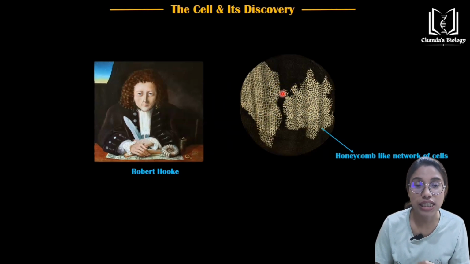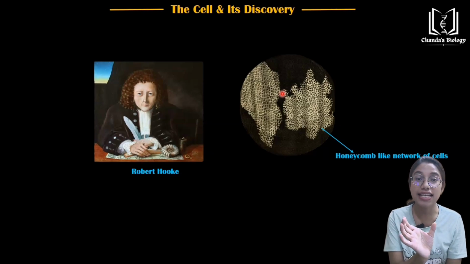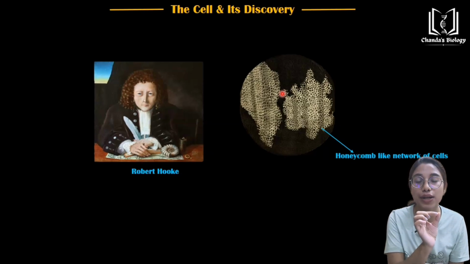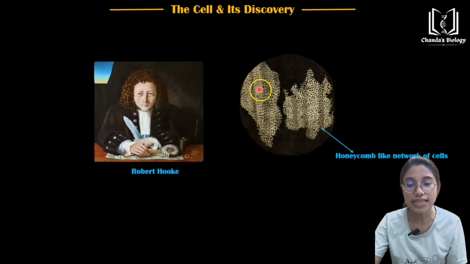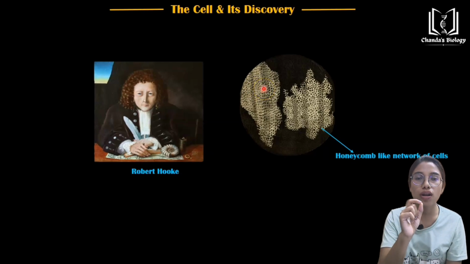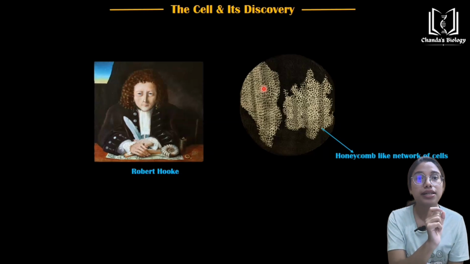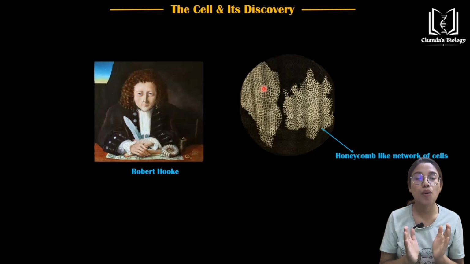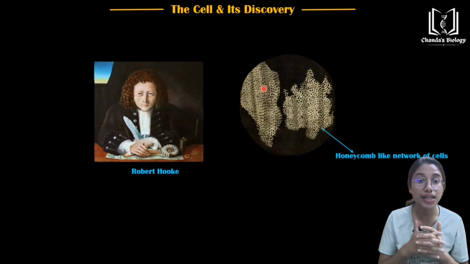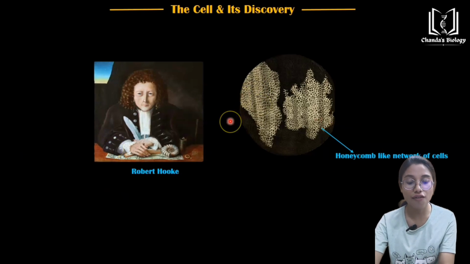After this observation, he stated the definition of the cell, like what he had seen. He had seen a honeycomb, a network of cells. It looked like honeycomb, as you can see, with these small porous compartments. So he named it cell. The word cell means a small room or a small compartment. So that is why he named it cells. That is how the cell was discovered.